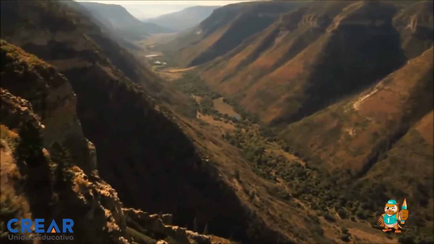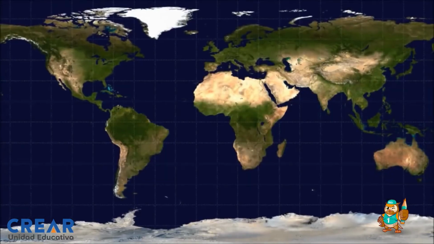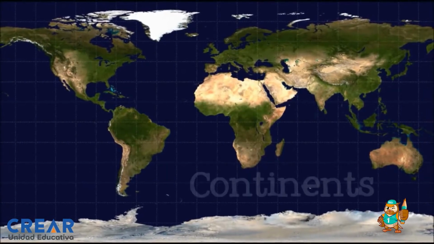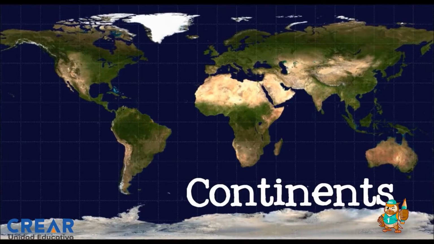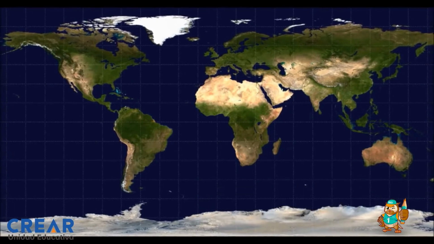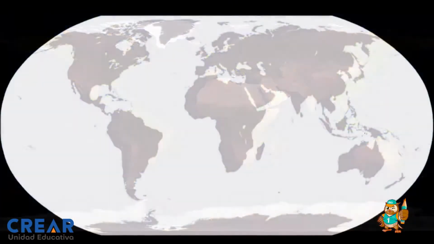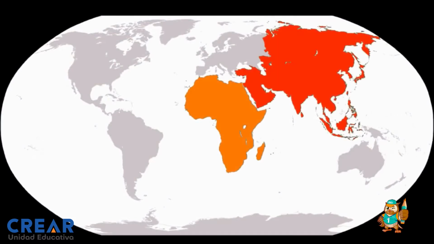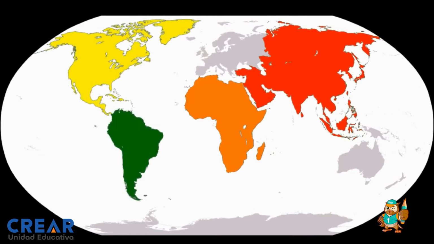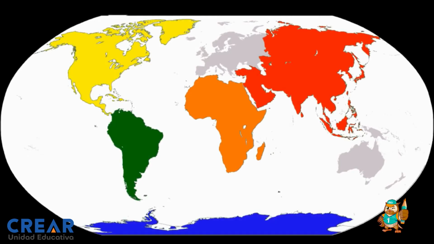the continents and the oceans. The continents are any one of the largest land masses in the world. Traditionally, the Earth is divided into 7 continents, from the largest to the smallest: Asia, Africa, North America, South America, Antarctica, Europe, and Australia.